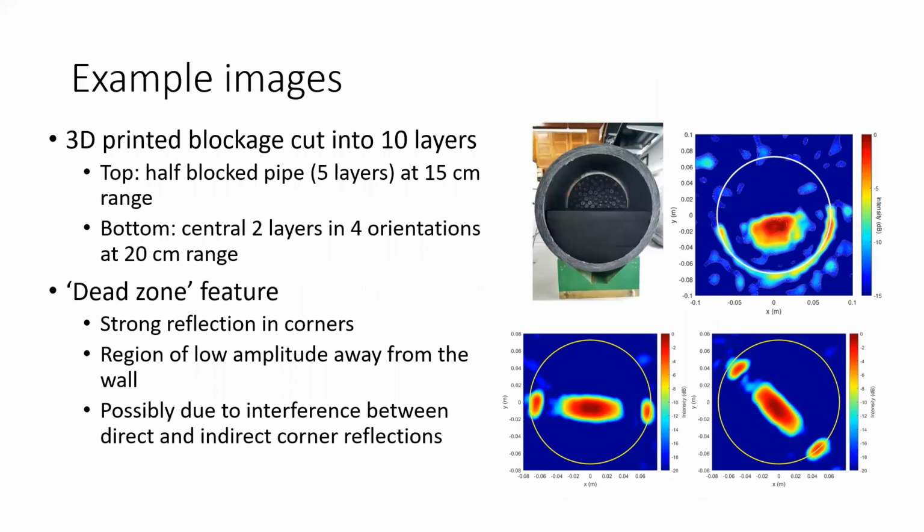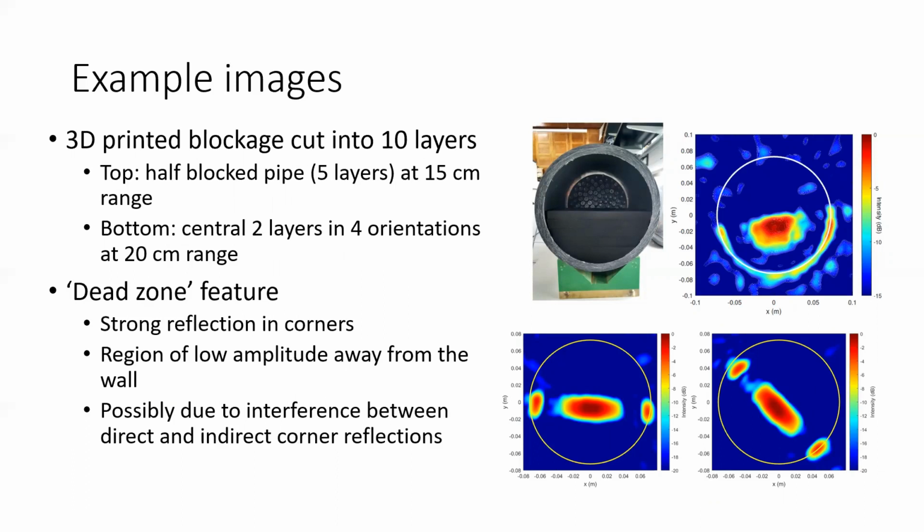So here are some example images from inside the pipe. We 3D printed a plastic cylindrical blockage that fits neatly into the pipe and is cut into 10 layers, so we can make a variety of different blockages and see how it images all of them. So on the top there is an image of a semicircular blockage, and on the bottom is a 2 centimeter wide bar in a couple of different orientations.